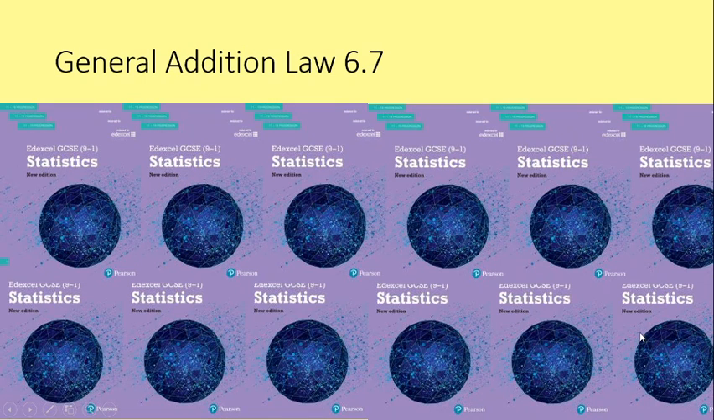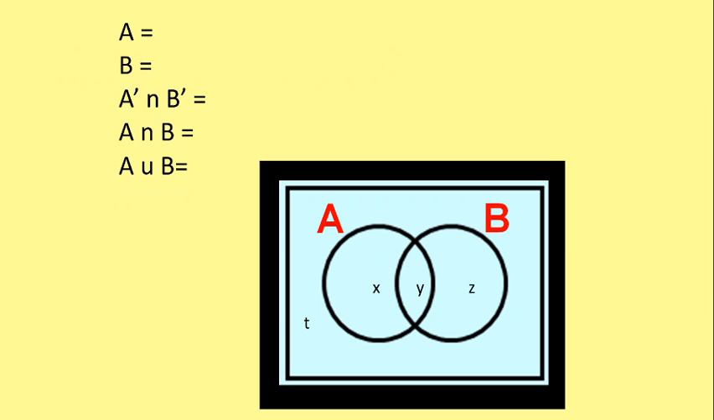Okay, general addition law. It's fairly straightforward. It's going to be page 294 in your textbook if you need it. Going back to some Venn diagram stuff, that's really nice and straightforward, I think.